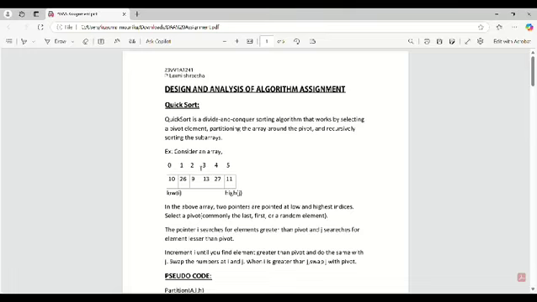For example, consider the given array. In the above array, two pointers are pointed at the lowest and highest index. Select a pivot which is commonly the last, first, or any random element of the array.